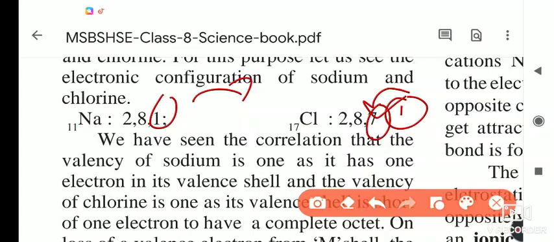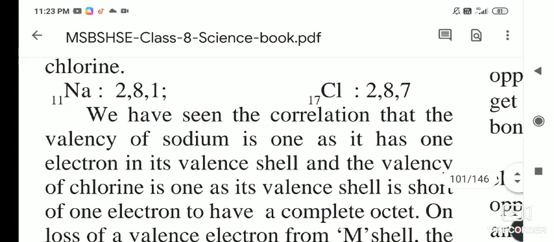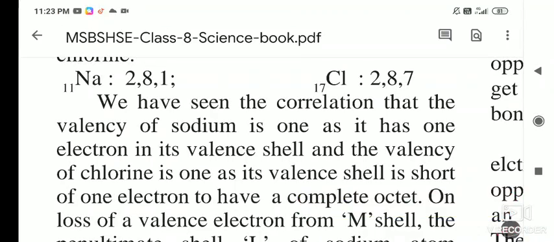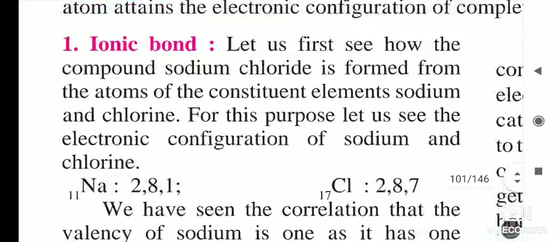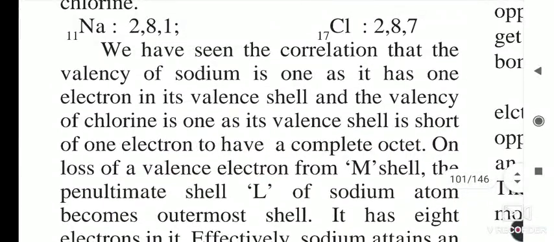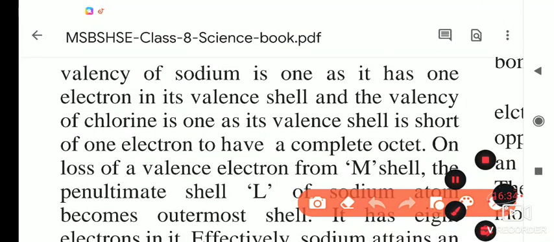We have seen that the valency of sodium is 1, and it has 1 electron in the valence shell, and the valency of chlorine is also 1 because its valence shell is short by 1 electron. Now, to complete the octet, what happens to both sodium and chlorine? They form a bond, they donate or share the electron. Here, sodium donates the electron and the chlorine receives the electron.